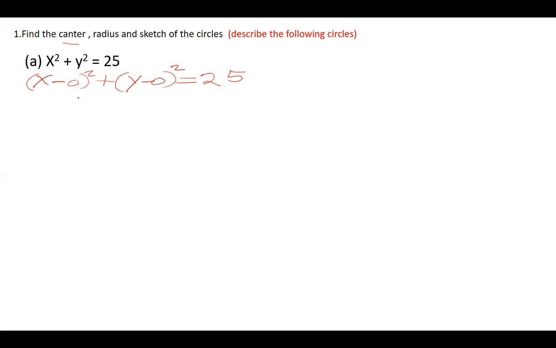When you equate x minus 0 to 0, you simply get the value of x to be 0. Then there you also get the value of y to be 0. Hence the center of this circle C is just 0, 0. So this is going to be our center. And then how do you find the radius? I said you just equate whatever is this side to r squared. So you say r squared is equal to 25.